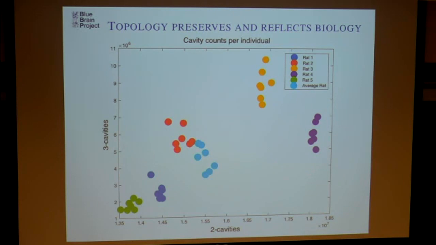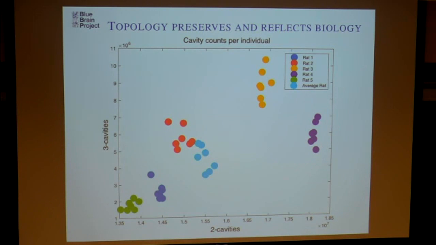So one thing we wondered when we were first doing these computations was, how much is the topology really reflecting the biology? That is to say, if I take 2 instantiations of the same rat, are the topological structures similar? You would hope so, but there is this stochastic element in the construction.